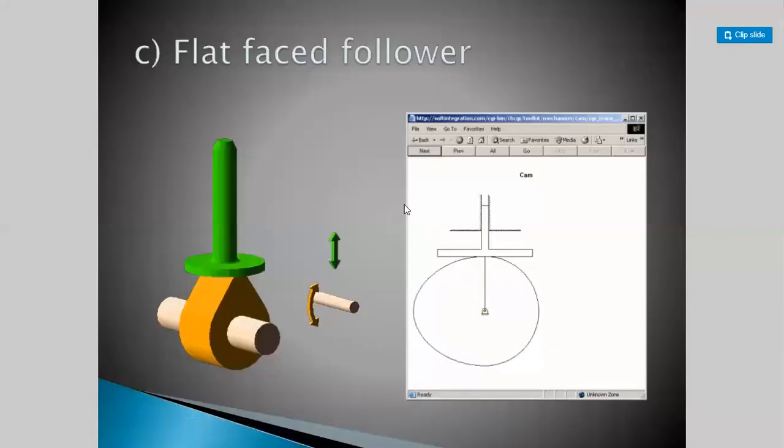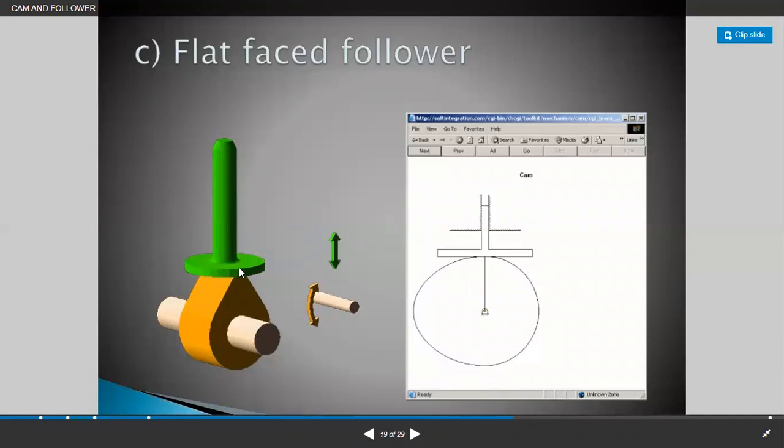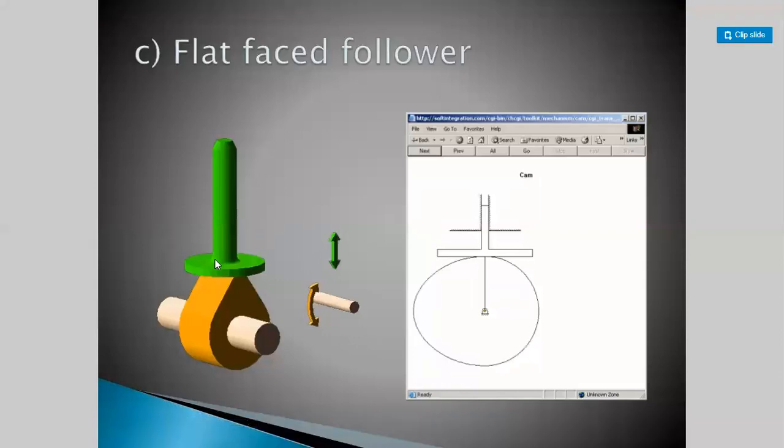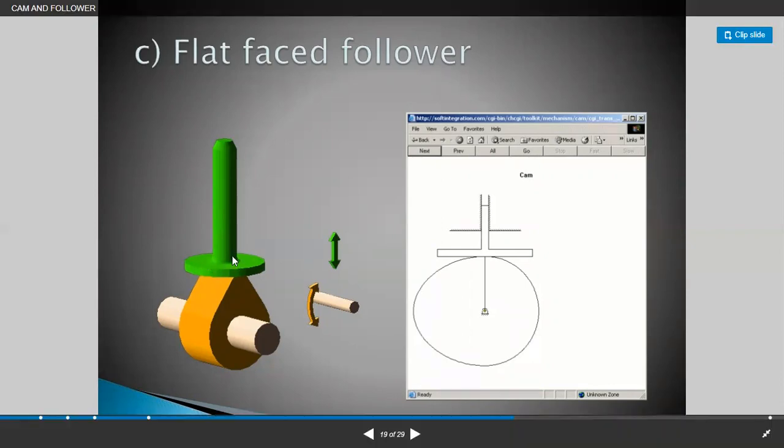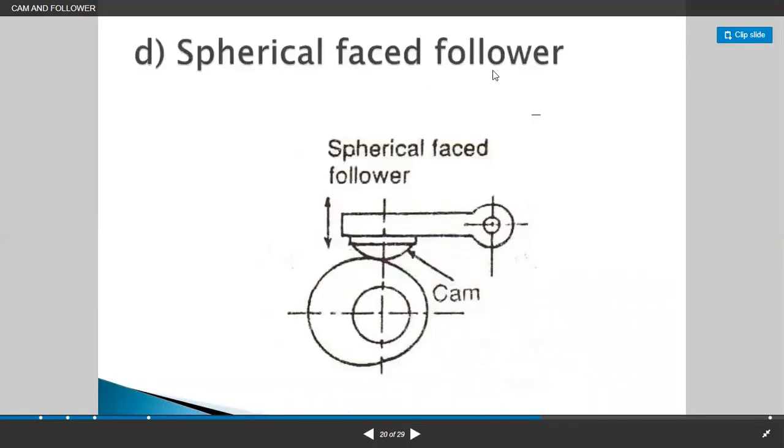Flat face follower. The flat face follower has a flat face. An example is the exhaust valve and inlet valve used in an IC engine, having flat faces on the follower. Spherical face follower. A follower used in the cam and follower having a spherical face is called a spherical faced follower.